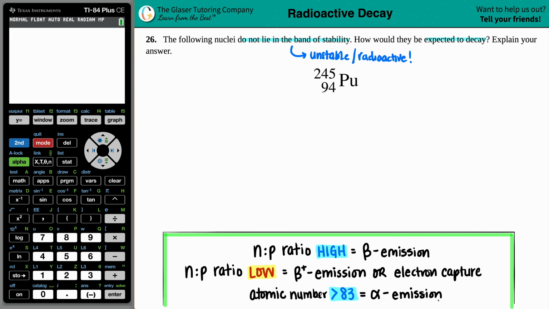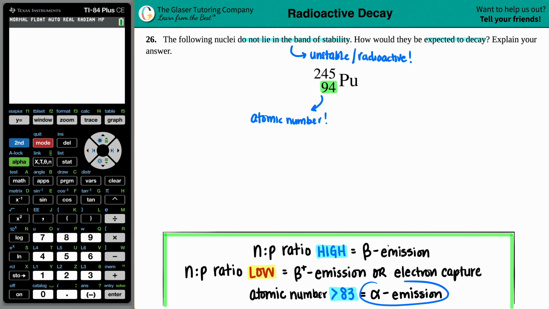The first thing is always to look at the atomic number. And the atomic number is always the smaller number out of the two numbers that they give you in your nuclide notation. So this is my atomic number. Now, generally speaking, if you have an atomic number that's greater than 85, you have a huge atom. And those huge nuclides need to decay very quickly, and they need to get a lot of stuff off them as fast as possible. That's why, if you have an atomic number that's greater than 83, it will undergo alpha emission.